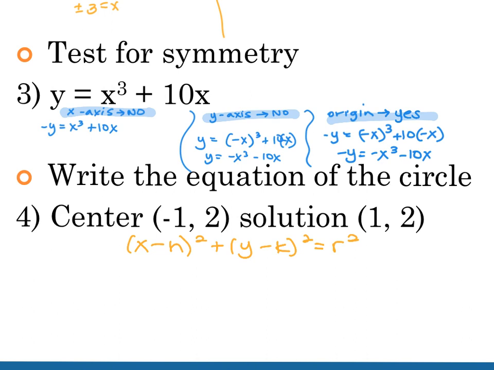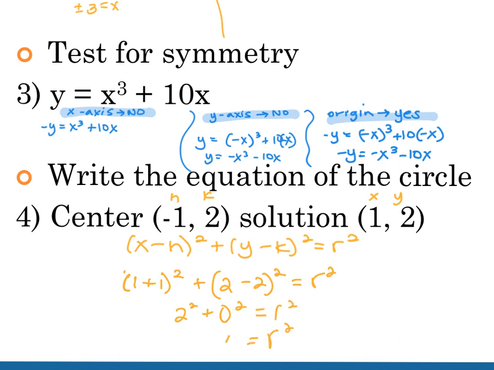One is plug them in, right? The center would be your h, your k. The solution is your x, your y. So this would be 1 minus a -1, which becomes plus 1 squared, plus y, which is 2, minus k, which is also 2, equals r squared. And I get 2 squared plus 0 squared equals r squared. So r squared is 4.